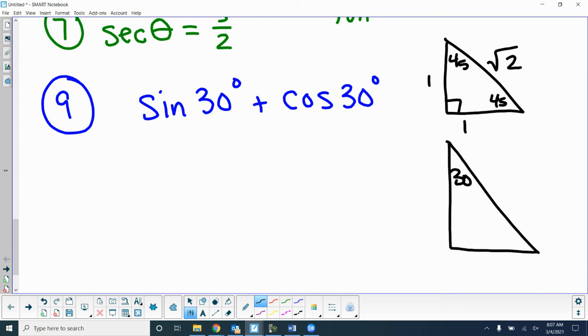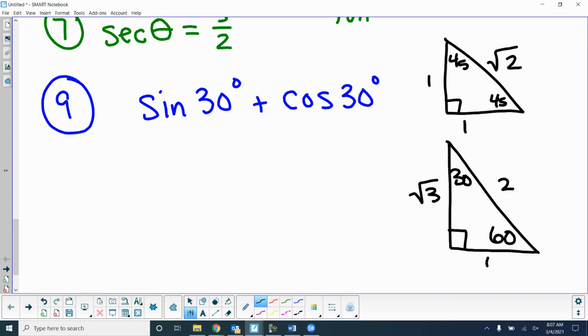For the 30, 60, 90, opposite the 30 is 1. The hypotenuse is 2. Opposite the 60 is the square root of 3. Just memorize those two triangles, and then you'll be able to figure out sine, cosine, whatever you need to figure out. It won't be anything different than 30, 60, or 45. Okay?